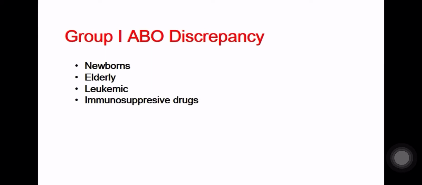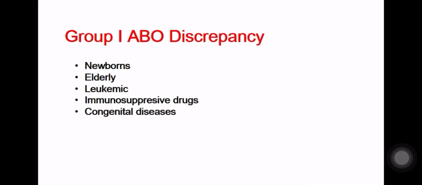Now, common populations with discrepancies in this group include newborns. Remember, the production of ABO antibodies is not detectable until 4 to 6 months of age. Also, elderly patients, where the production of ABO antibodies is depressed, and also patients with leukemia. Example, chronic lymphocytic leukemia or lymphoma, demonstrating hypogammaglobulinemia. And we also have patients using immunosuppressive drugs that yield hypogammaglobulinemia.